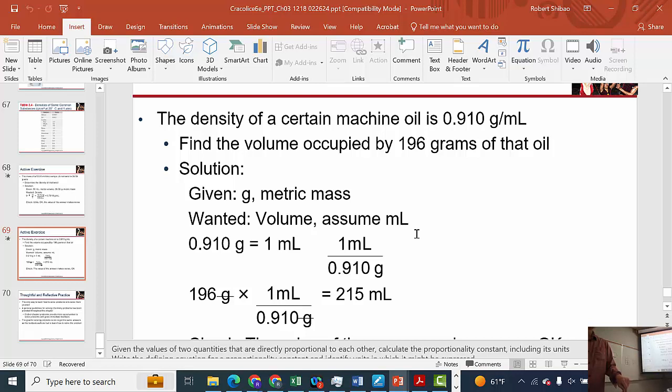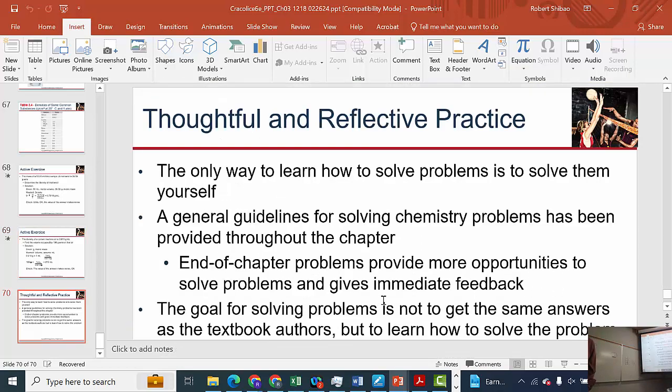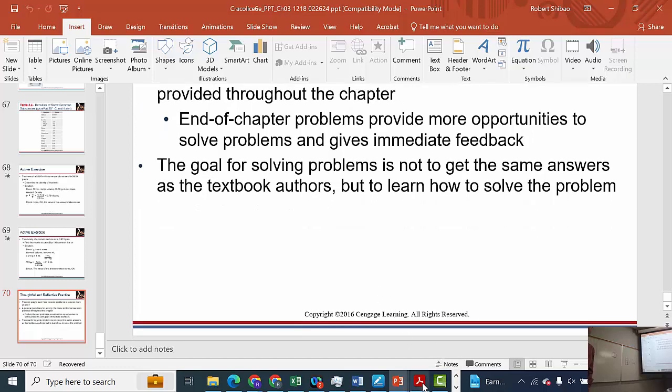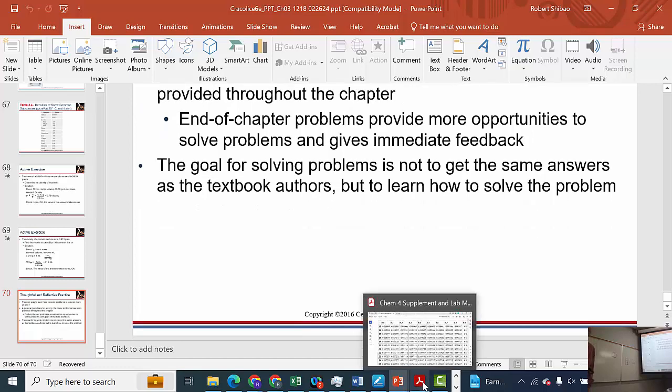Is this oil more dense or less dense than water? This oil is less dense. Oil and water don't mix. Methanol and water mix easily. We call those miscible liquids. Oil and water are immiscible liquids. They don't like to mix together. And so this oil is going to float on top of water. There are some oils that are more dense than water that sink. And so it depends on how dense that oil is.